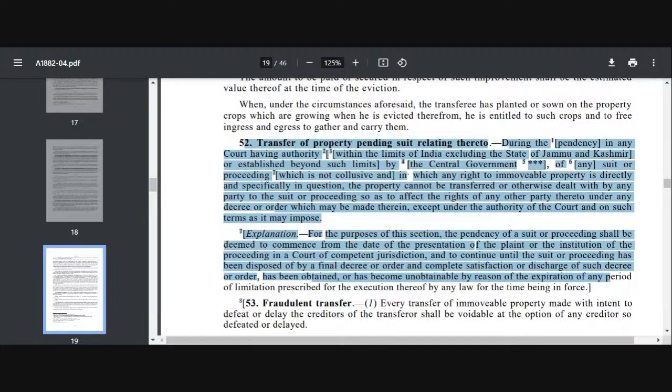ये जो डॉक्ट्रिन है, ठीक है, ये जो मैक्सिम है, पेंडेंटे लाइट निहिल इनोवेटर, इसका मतलब क्या है? ड्यूरिंग पेंडेंसी ऑफ लिटिगेशन, nothing new should be introduced. So during pendency of litigation, you cannot introduce anything new.